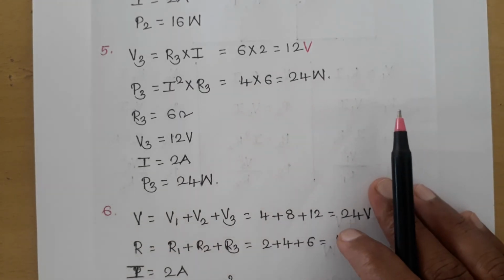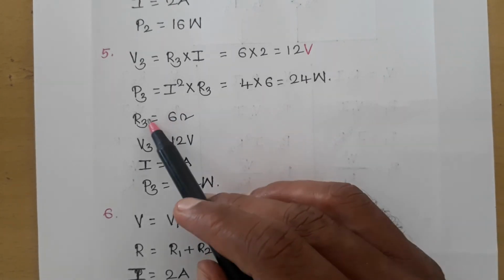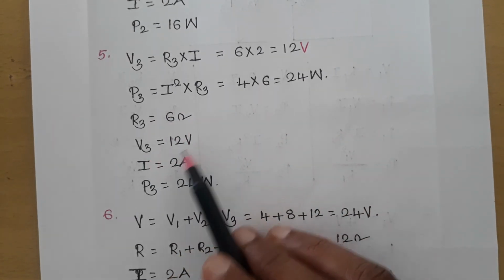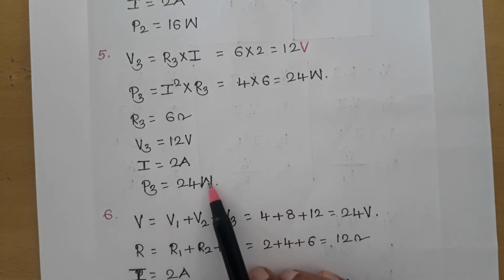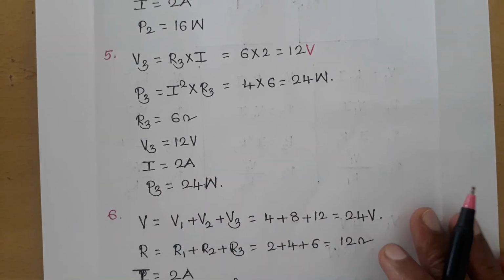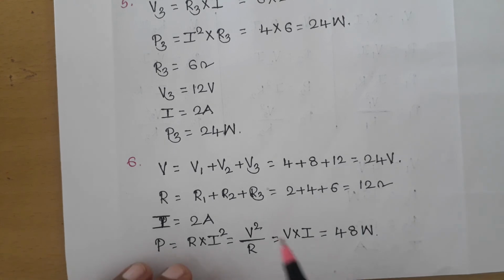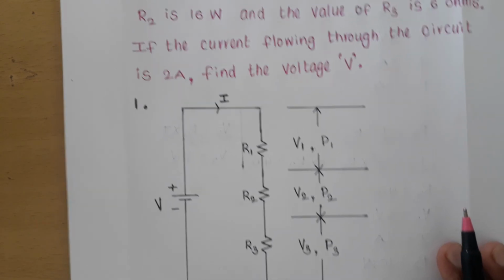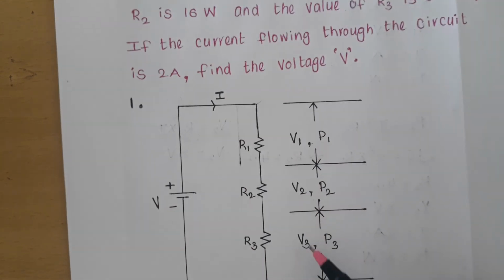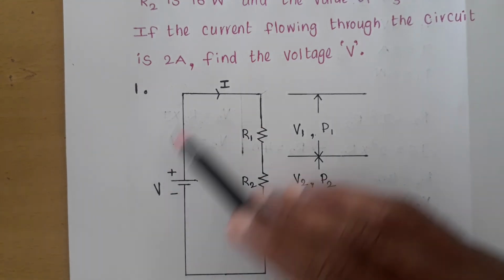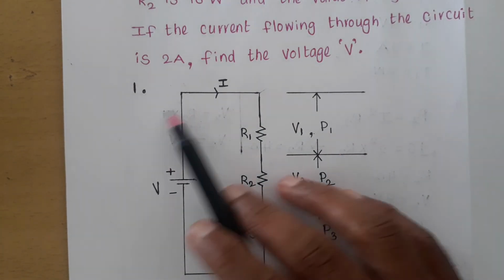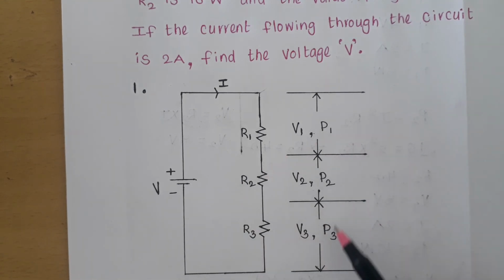Now if you write all the values of the third element: R3 equal to 6 ohms, V3 equal to 12 volts, I equal to 2 amperes and P3 equal to 24 watts. So in that way we are finding the electrical values of all the elements. Now let us focus on the net voltage V. Here voltage V equal to V1 plus V2 plus V3. Similarly, the same current is flowing in all the elements, I is the same, and the total power given by the source equal to P1 plus P2 plus P3.